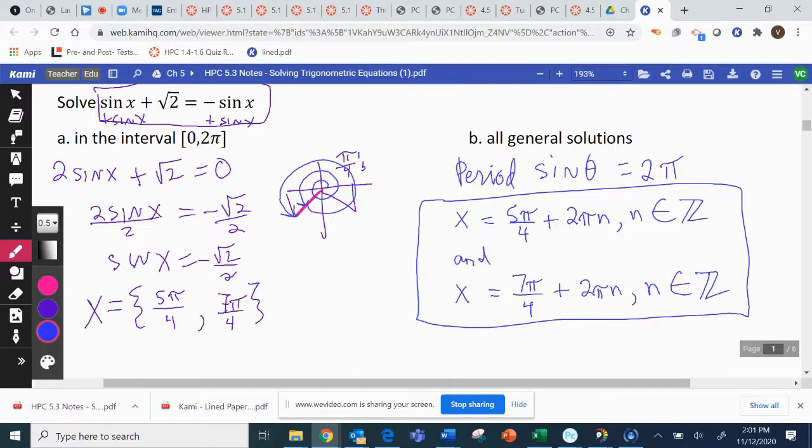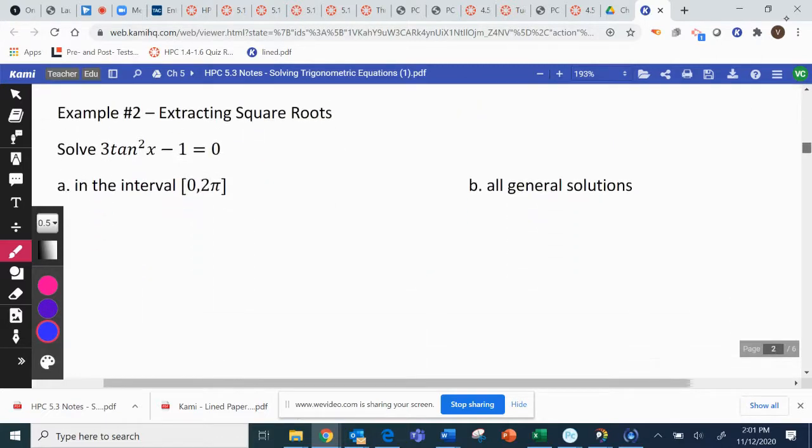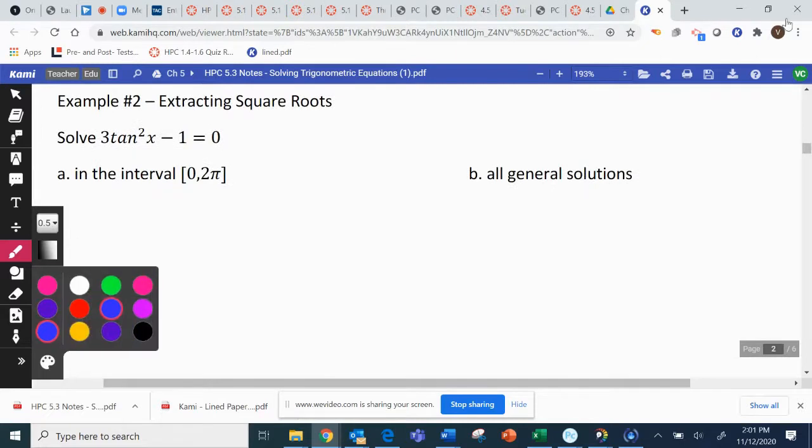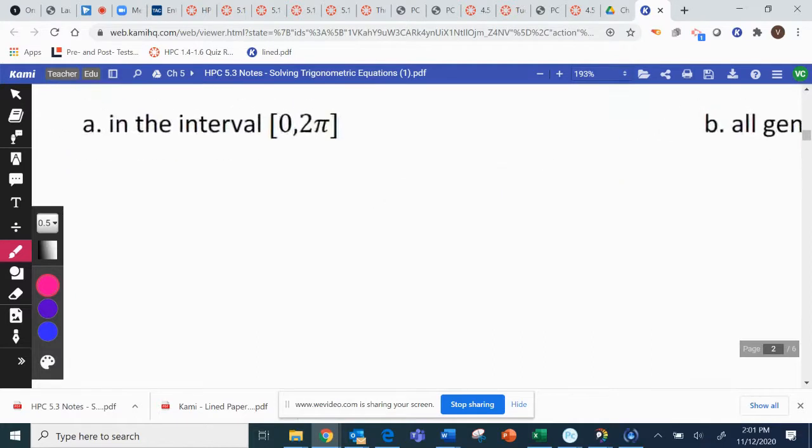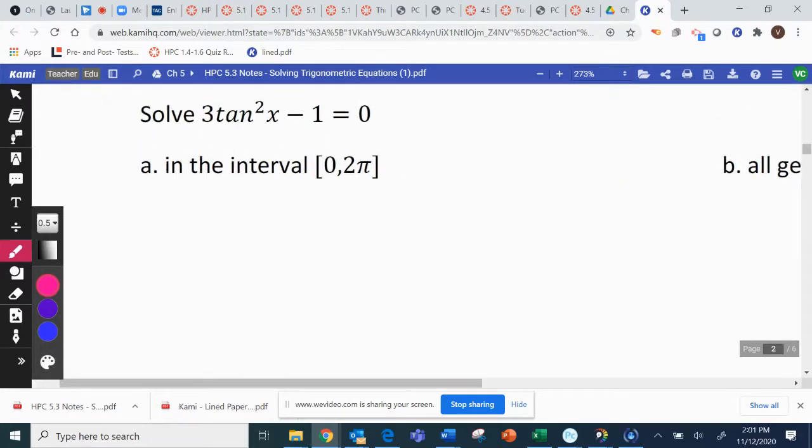Okay. All right, the next one, I would solve by what's called extracting square roots. So we've got 3 tangent squared x minus 1. I'm going to add that 1 to both sides. Divide by 3.